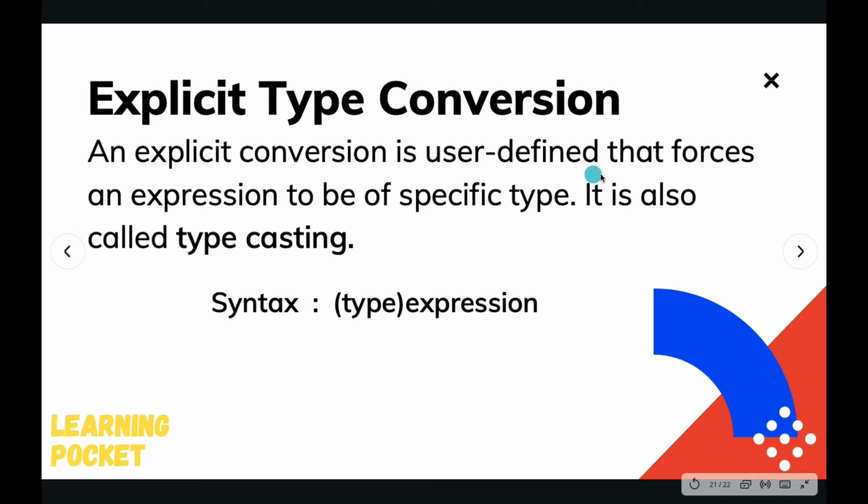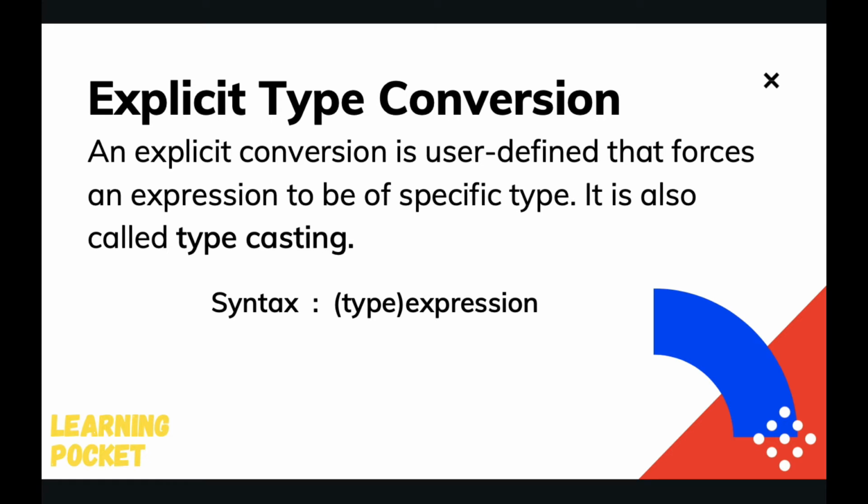In the previous video we completed implicit type conversion, and now it's the turn of explicit type conversion. An explicit type conversion is user defined and forces an expression to be a specific data type. It is also called typecasting. The syntax is you specify the data type in parentheses, and that particular expression will be converted to that type.